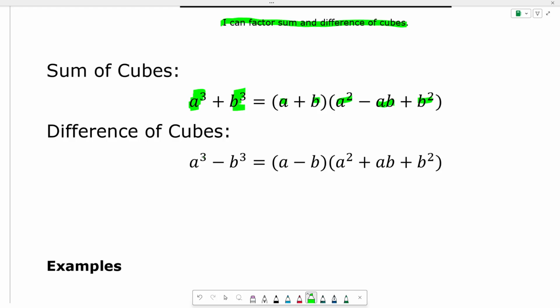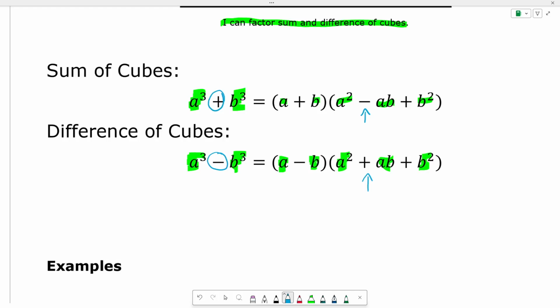We do the same thing if it's a difference. Make sure they're both perfect cubes. Take the cube root of each, square the first term, square the second term, multiply them together. But if we look at this, we will see that this one's a plus. Notice my signs right here. That one's not a plus. This one's a minus. Notice right here, this one is not a minus.